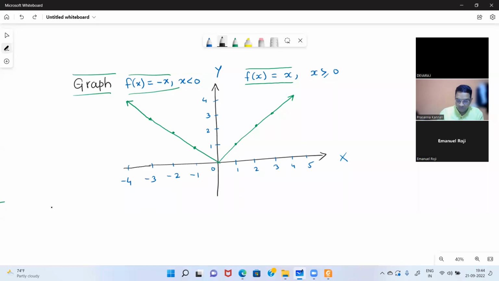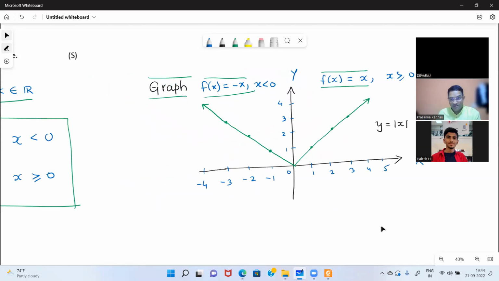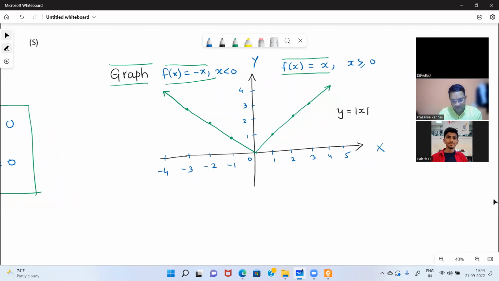Sir, domain and range. Yes, that's the next thing that we have to do. Okay. So that is the graph of y is equal to mod x. Are you clear, Mano? Yes, sir. Now we go to the next part, right? The next part is basically we are going to do the domain and range of this function. I think we can do it right here. Okay, it's quite simple.